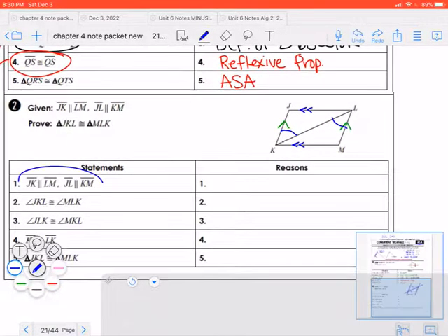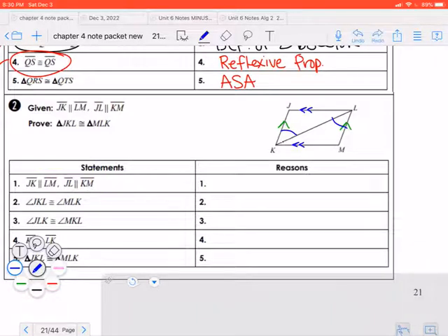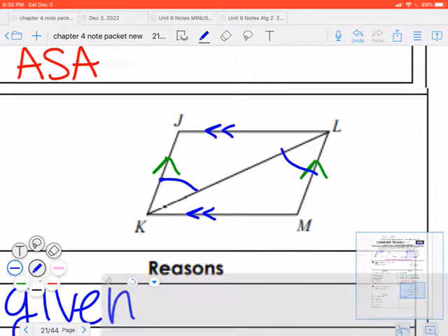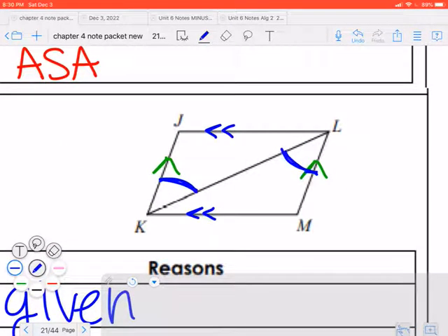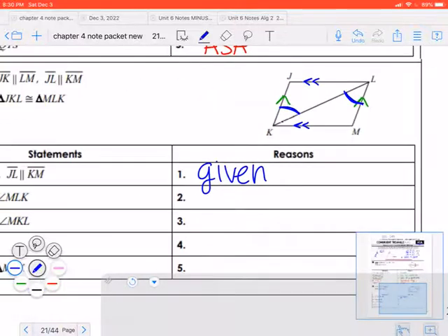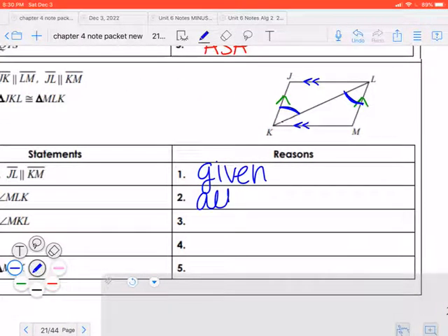Okay, so they start off with, we list what is given, and we write in the reason it is given. And next up, JKL is congruent to MLK. That's what I've marked already. JKL is congruent to MLK, and that is because alternate interior, and I'm going to abbreviate here, alternate interior angles are congruent.